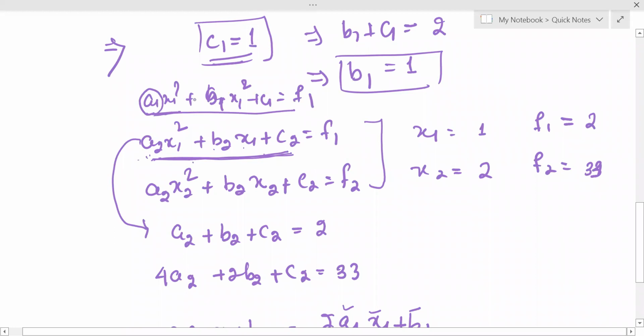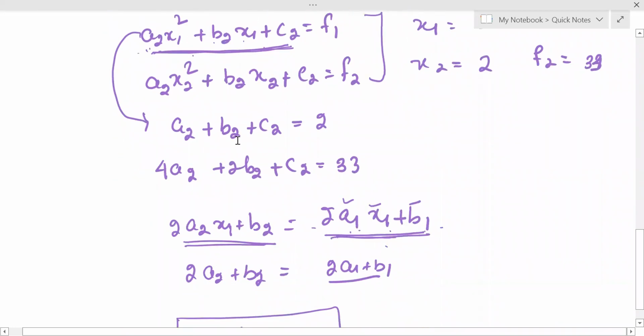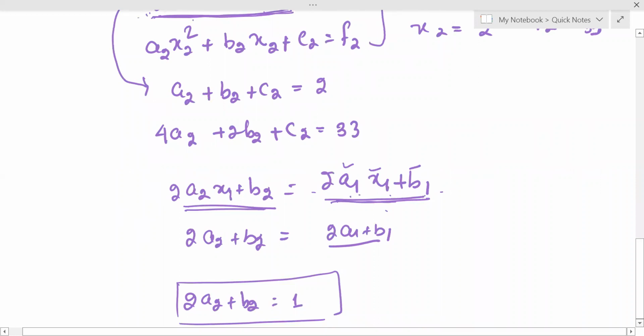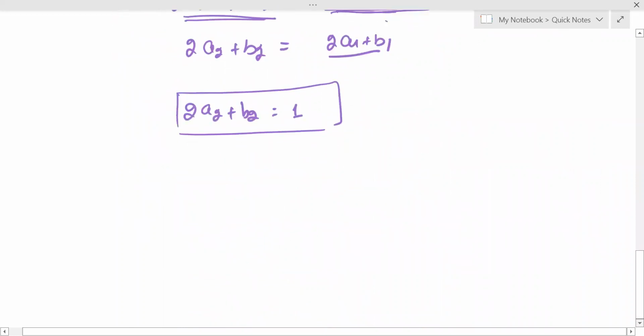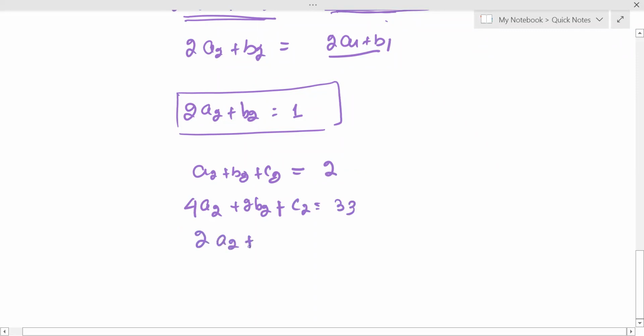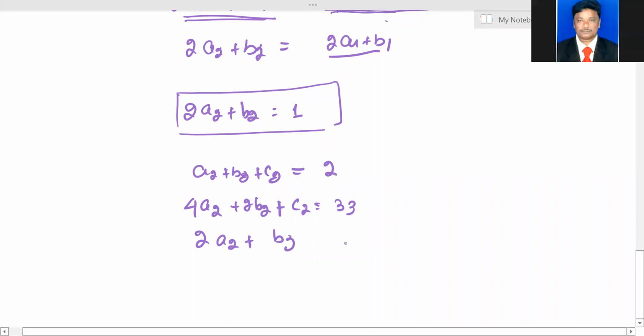तो इसको ठीक है, डेरिवेटिव करेंगे। तो समझ गया। अभी इसका वैल्यू 1 आ गया। Now you have to find the three equations, naming as A2 plus B2 plus C2, and that is equal to 2. That is first equation. 4A2 plus 2B2 plus C2, that is equal to 33. Next equation, 2A2 plus B2, that is equal to 1.